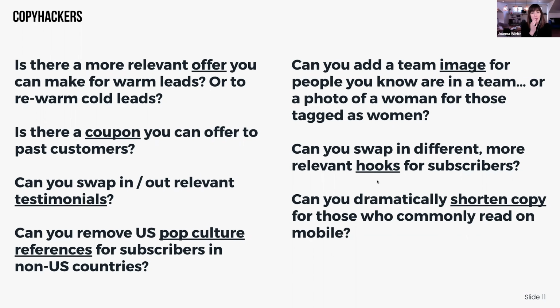Can you dramatically shorten copy for those who commonly read on mobile? If you can identify that they're reading on mobile, on their little tiny phone, there's a lot that they can see on it, but a 1,000-word email might be a lot for them to take in. What if you could shorten that up and get them more quickly to click through to the thing that you want? This is all the kind of stuff that conversion copywriters should be thinking about.